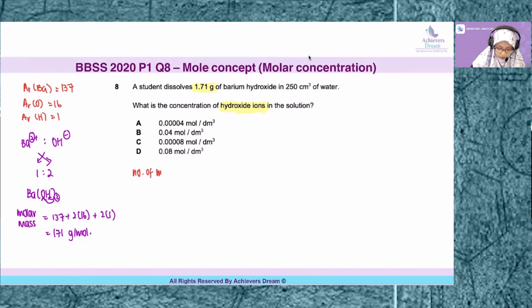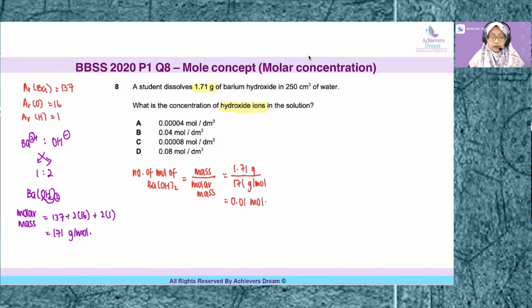So the next part is to find the number of mole. The number of mole of barium hydroxide, we find it by taking mass divided by molar mass, which equals 1.71 gram divided by 171 gram per mole. You will get 0.01 mole. However, look at the question. They are asking you to find the concentration of hydroxide ions. This 0.01 mole is referring to the number of mole of barium hydroxide.